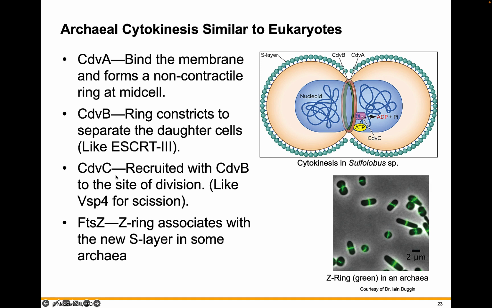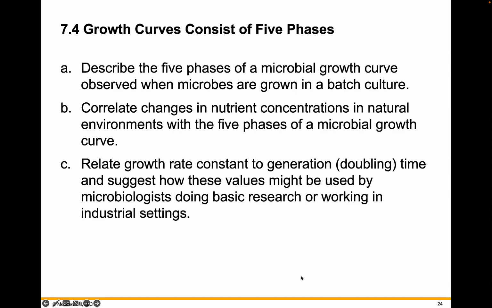The CDVC, on the other hand, is recruited with the cell division B protein, which is like the VPS4. And these are involved in the cutting off or the scission process, essentially. And you can see the Z ring associated with the new S layer, and that essentially separates out. Here you can see that the FtsZ is labeled, and the Z ring is essentially fluorescing in this archaea. So this is essentially the process of archaeal cytokinesis.